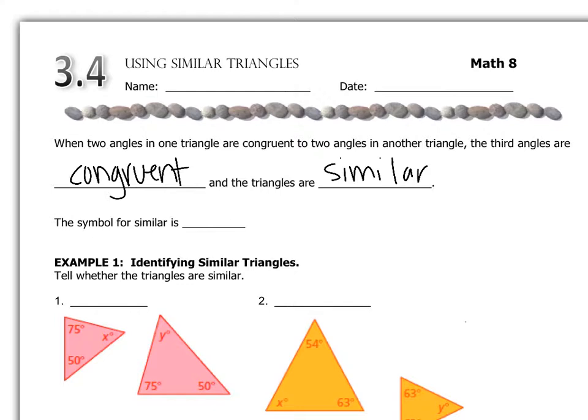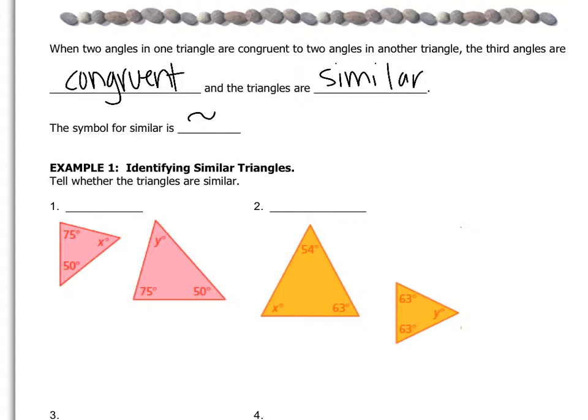And the symbol for similar is a little squiggle. It's kind of like the congruent symbol, because similar and congruent are kind of in the same family. So the congruent symbol is the equal sign with the squiggle on top, and similar is just the squiggle. So let's use that rule to figure out if these triangles are similar.